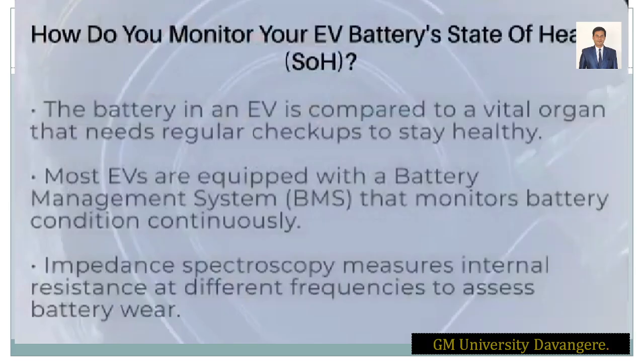So next, we have to see how most of the EVs have been equipped with the battery management system, right? If you see most electric vehicles, they have been incorporated with BMS systems, right? Because BMS will do its job. It will monitor your health conditions continuously. It will try to give you the various parameters also, right? It will try to measure.